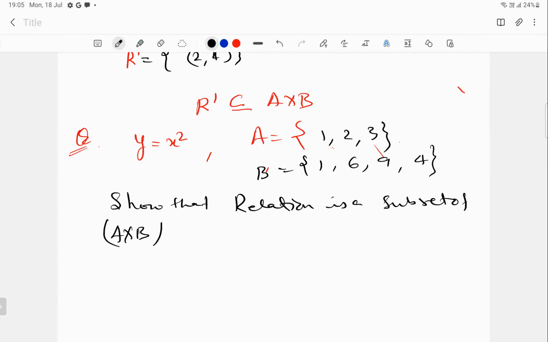Now according to this relation that we need to define here, we write R dash. What will be R dash? So this is set builder form: x, y such that y is equal to x square, because this is already the given relation, where x belongs to A and y belongs to B. You can put a comma, it doesn't matter.